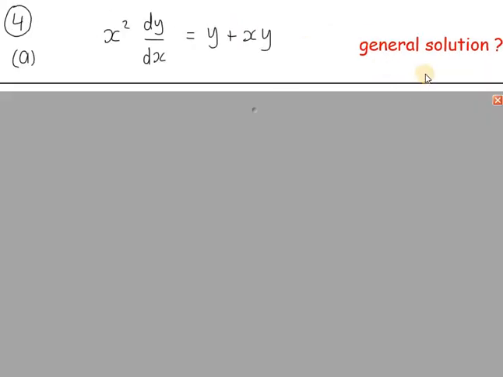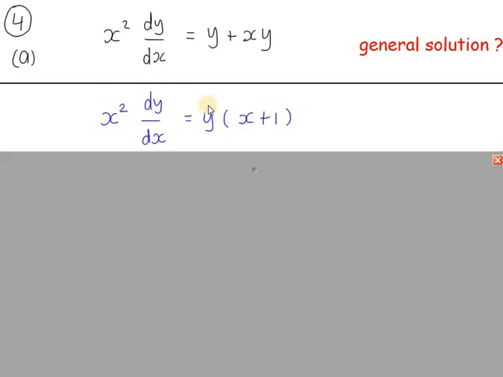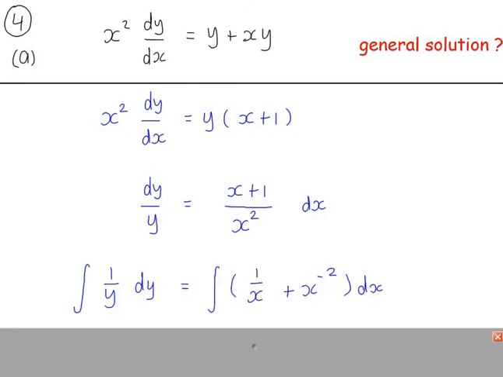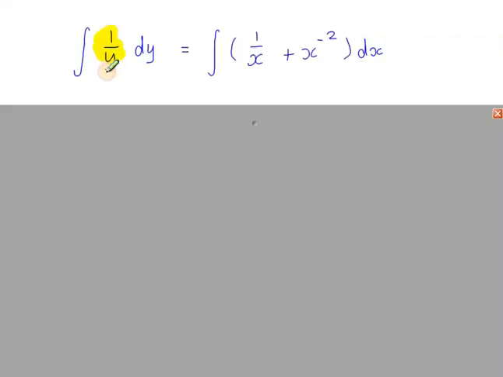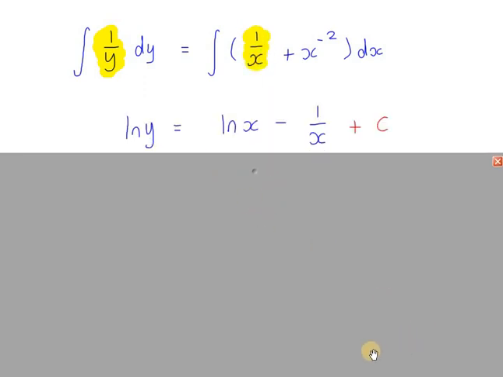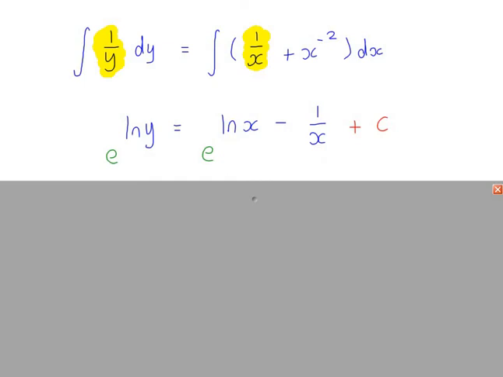Example 4, again the general solution to begin with, so we need to separate the variables, factorization on the right hand side first, separating the variables, integrating, and we need to work on the algebra on the right hand side, so we've got terms that we can integrate. These two terms will give logs, like so, and then we do e to the power of on each side. The left hand side is simple, the e and the ln cancels to give y.